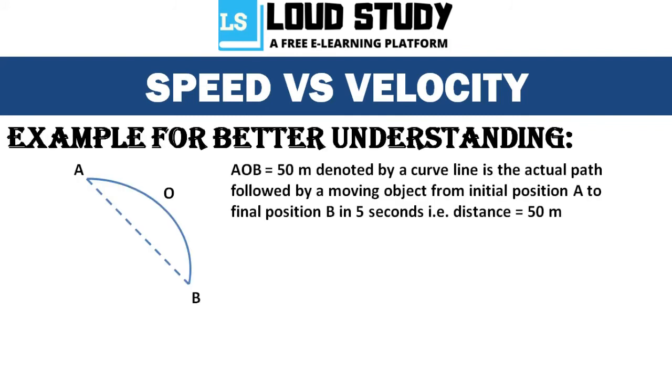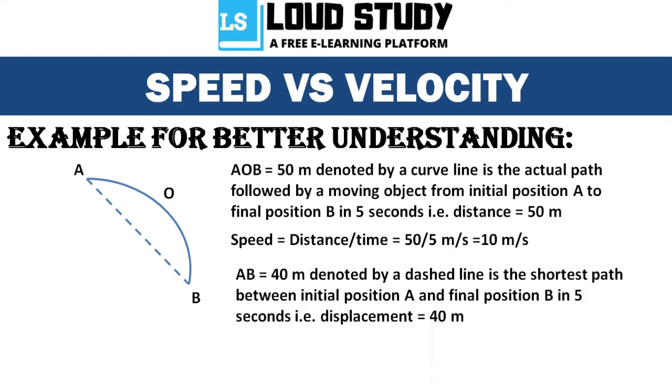Now for better understanding, we will see an example. Here you can see AOB is equal to 50 meter, denoted by a curved line, which is the actual path followed by a moving object from initial point A to final position B in 5 seconds. That is, distance is equal to 50 meter. So speed is equal to distance by time, so 50 by 5 meter per second gives 10 meter per second.